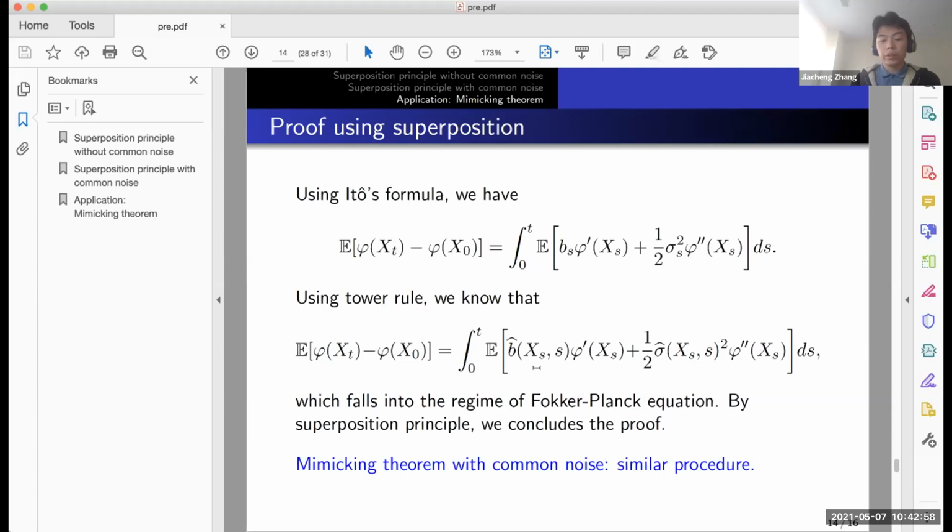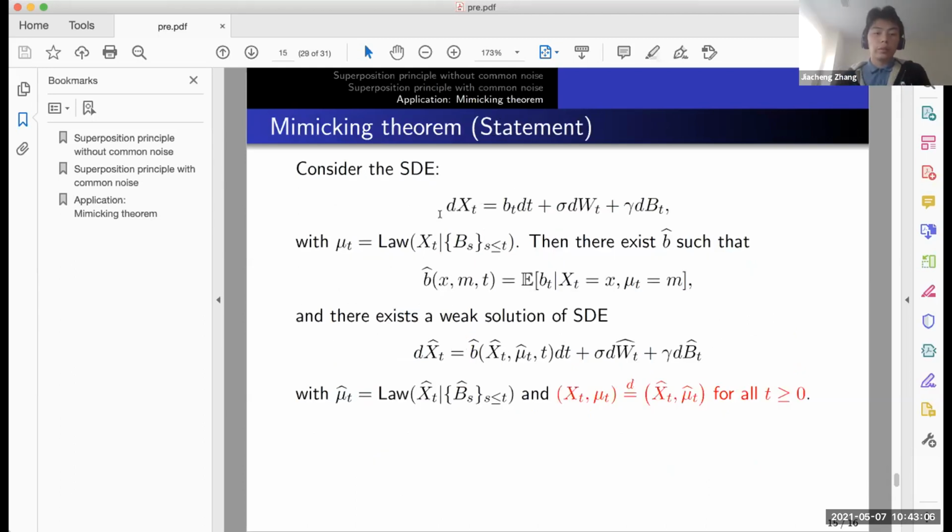And the mimicking theorem with the common noise uses a similar procedure, so we will not explain it in detail, but we will just give the statement here. Again, if we consider this SDE, where we have a general b_t here, and to simplify the problem, we just have some constant sigma and gamma, and this mu_t being the conditional law of X_t here. Then we can still construct some b hat, in the sense that this b hat is some conditional expectation given X_t and given the mu_t here. Then we should be able to construct a weak solution, in the sense that this drift term is only some function of X_t and mu_t.